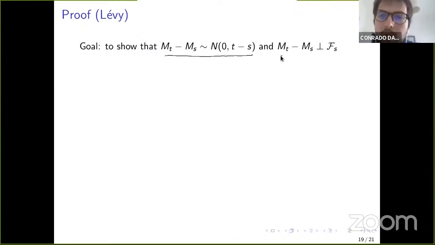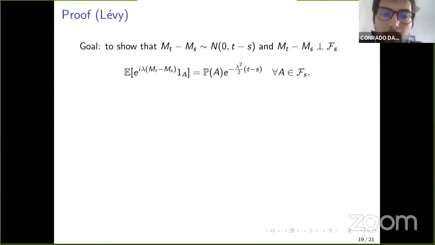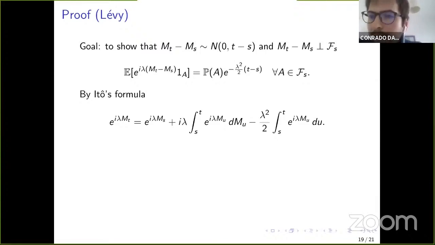And we're actually going to show the two at once if we prove that the expected value of these exponential martingales, multiplied by an indicator function for any F_s-measurable set A, factorizes as the product of the probability of A times the value of the characteristic function of these increments. So the proof follows by an application of Ito's formula.